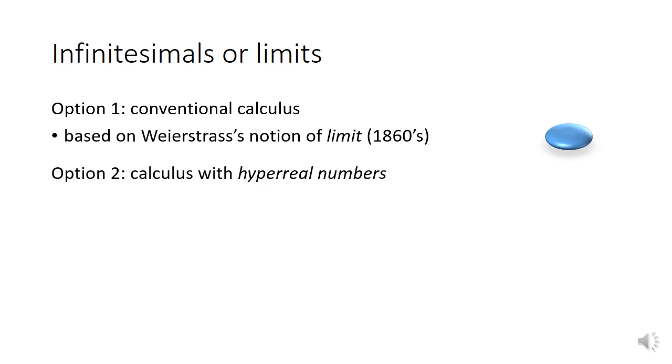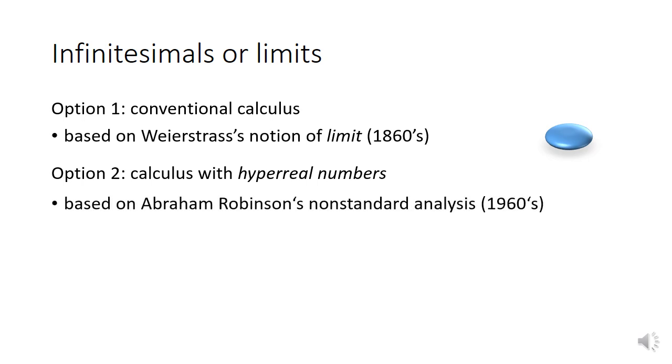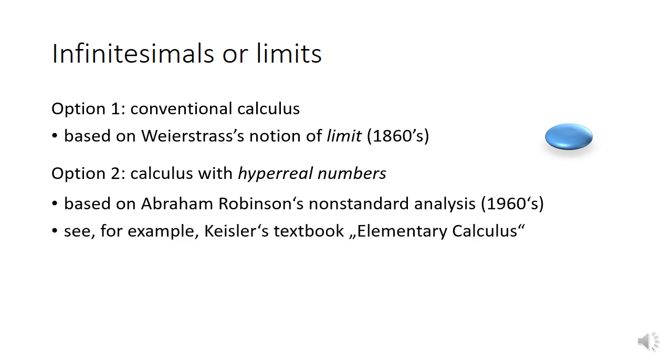The second option is to extend the system of real numbers to the system of hyperreal numbers, a number system that has many properties in common with R, but contains infinite and infinitesimal numbers. This option was developed in the 1960s by Abraham Robinson. It is also the basis of Keisler's famous textbook Elementary Calculus.